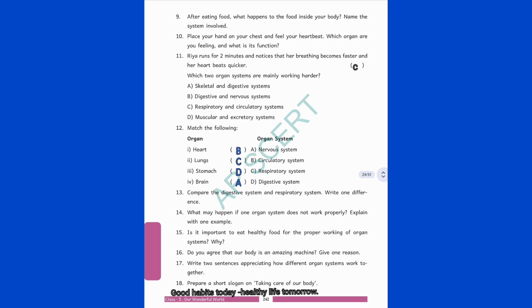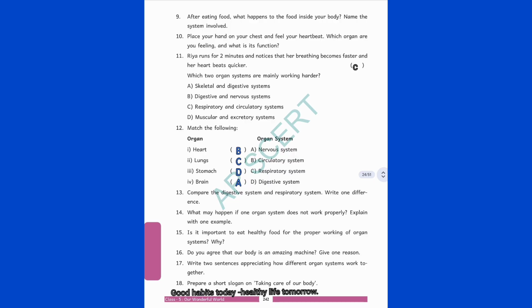11. Ria runs for 2 minutes and notices that her breathing becomes faster and her heart beats quicker. Which 2 organ systems are mainly working harder? A. Skeletal and digestive systems. B. Digestive and nervous systems. C. Respiratory and circulatory systems. D. Muscular and excretory systems. Answer: C. Respiratory and circulatory systems.